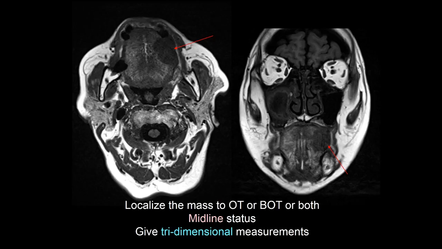So in this example, we see a left oral tongue cancer involving the middle third of the tongue. The base of tongue is clear and there is no extension across midline. I also like to give a tridimensional measurement for the lesion, as that is part of the T category staging.